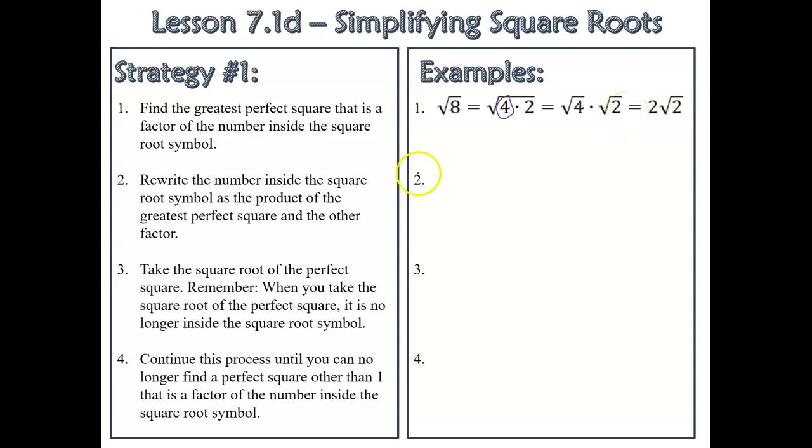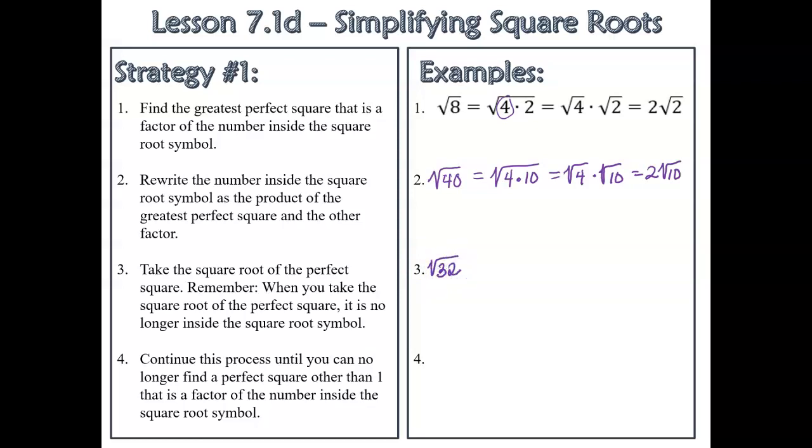Let's try the square root of 40. So in thinking about factors of 40, I know that 4 times 10 is 40. And then the square root of 4 is a perfect square. So 2 times 2 is 4. I'm going to take one of those 2's, pull it to the outside. Since 10 isn't a perfect square, I'm going to leave it inside, and that's simplified.